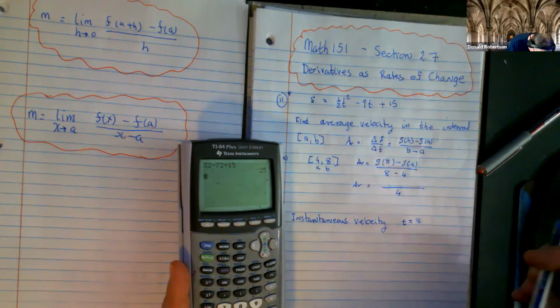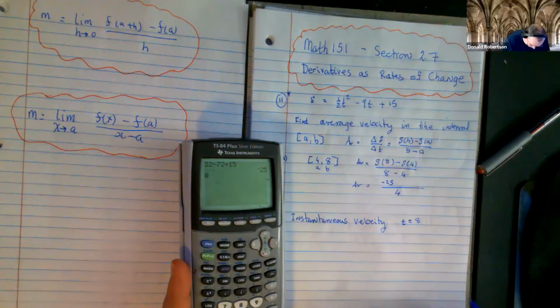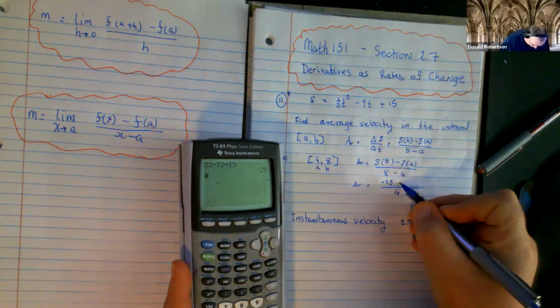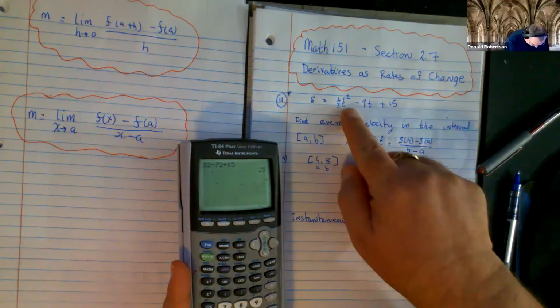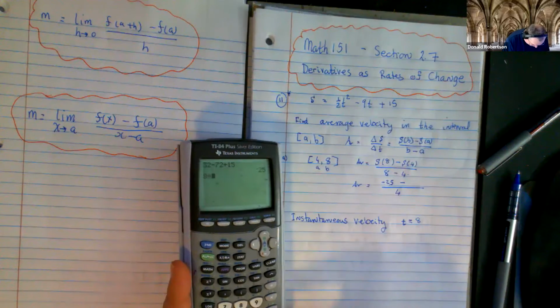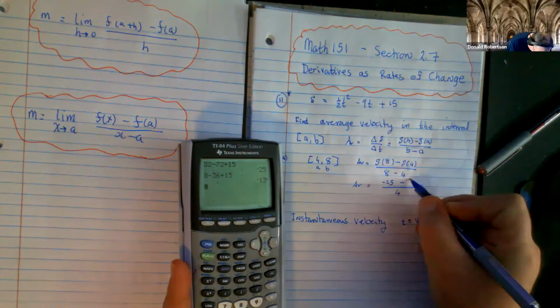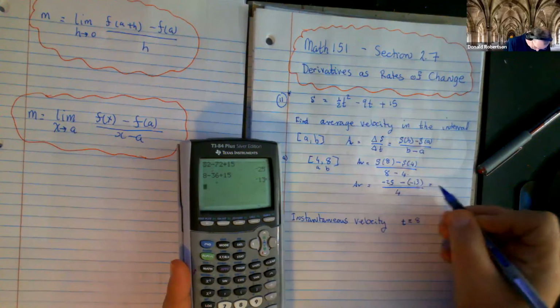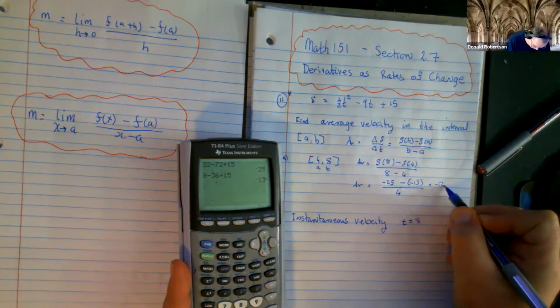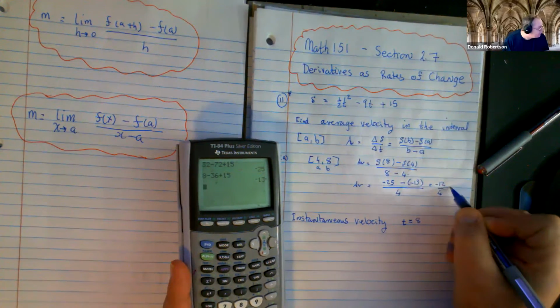So negative 25. But then I'm going to take away the value of the function at 4. So 4 squared is 16. So that's going to be 8. Take away 36. Add 15. And that's going to be take away negative 13, which is essentially add 13. So that becomes negative 12 over 4. And the answer is negative 3, which it is.